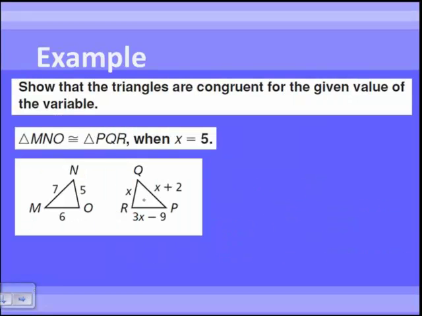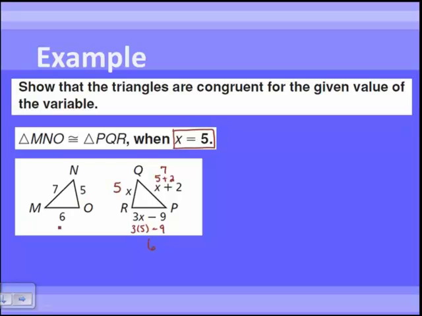So here it says to show that the triangles are congruent for the given value of the variable. So they're telling us that the two triangles are congruent and x is equal to 5. So triangle MNO is 7, 5, and 6. So if I plug 5 in here, I get 5 plus 2, which is 7. If I plug 5 in here, I get 3 times 5 minus 9, which is 15 minus 9, which is 6. And if I plug 5 in here, I get 5.